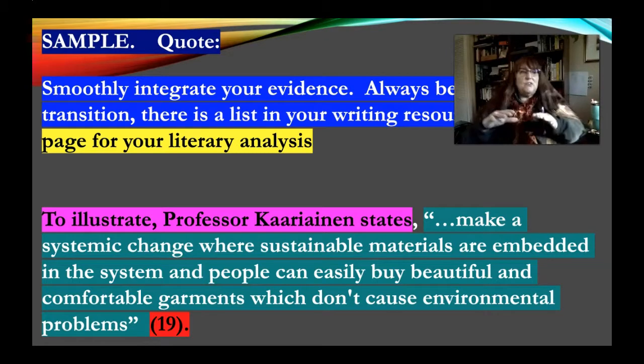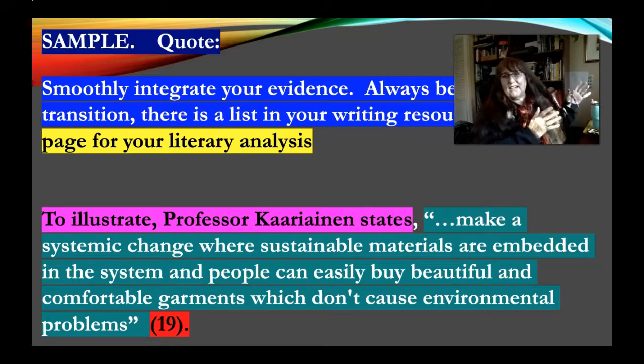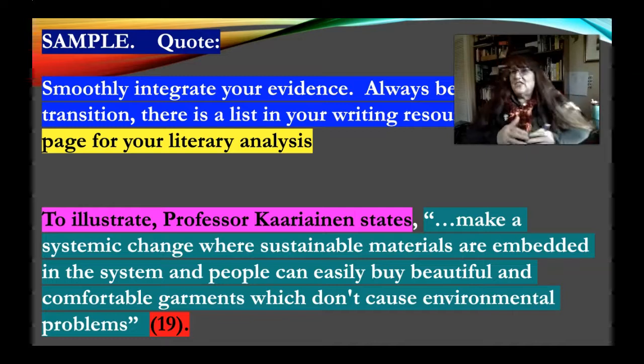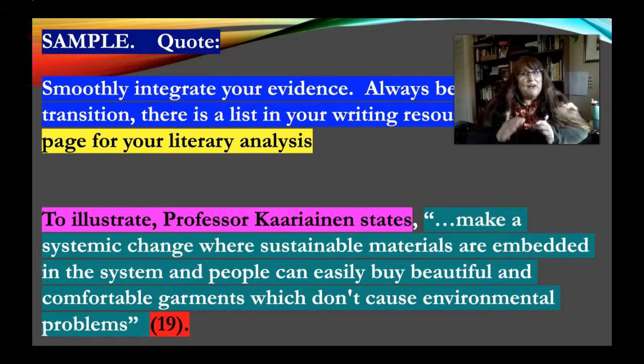Those 3 dots mean there was a lot more to the quote, that long sentence, but she didn't need it. So she just cut it out. But we know that when we go to page 19 of the article she's writing about, we can read the whole thing if we want to. "So make a systemic change where sustainable materials are embedded in the system and people can easily buy beautiful and comfortable garments which don't cause environmental problems."